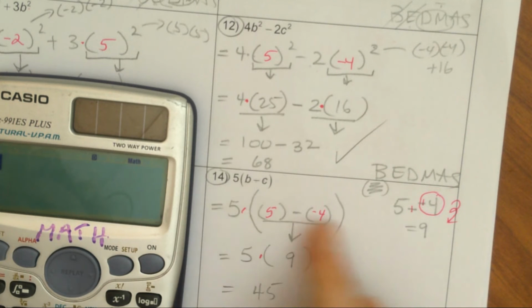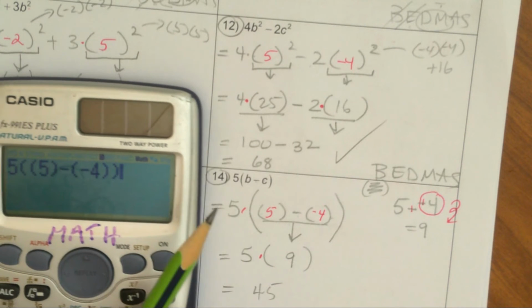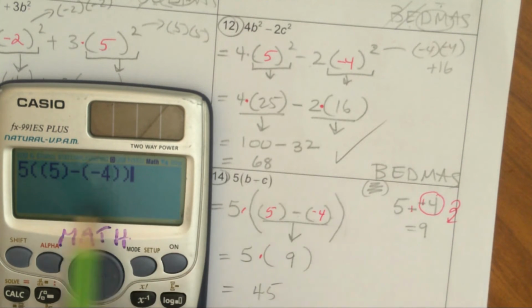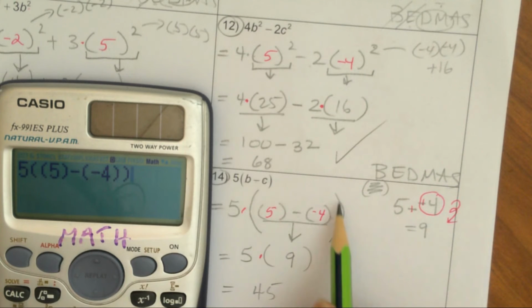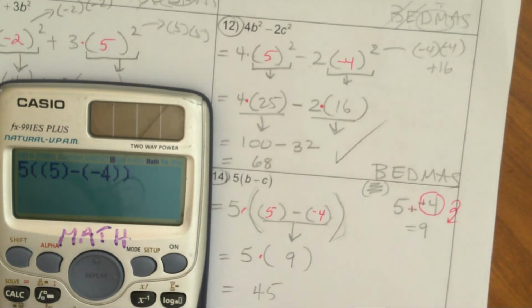Now when I put it in my calculator to check, 5 bracket, 5, close the bracket, subtract, open the bracket, -4, and then 2 brackets closing. See on my calculator, the brackets aren't big for the outside ones, but still, see how it's confusing when the brackets are the same size? That's why I do these ones bigger on my paper. I get confused. Yay, we're right. Okay.